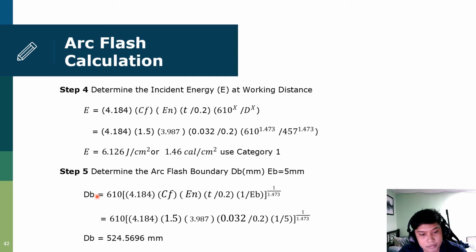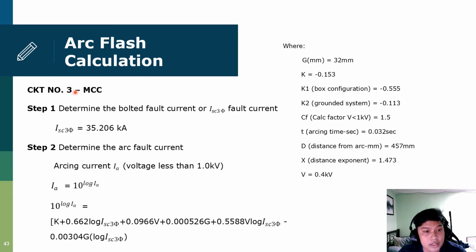So this is the formula. And now we substitute the variables. So this is this one. The final answer is 524.5696. In branch circuit number 3, we have MCC, or motor control center.